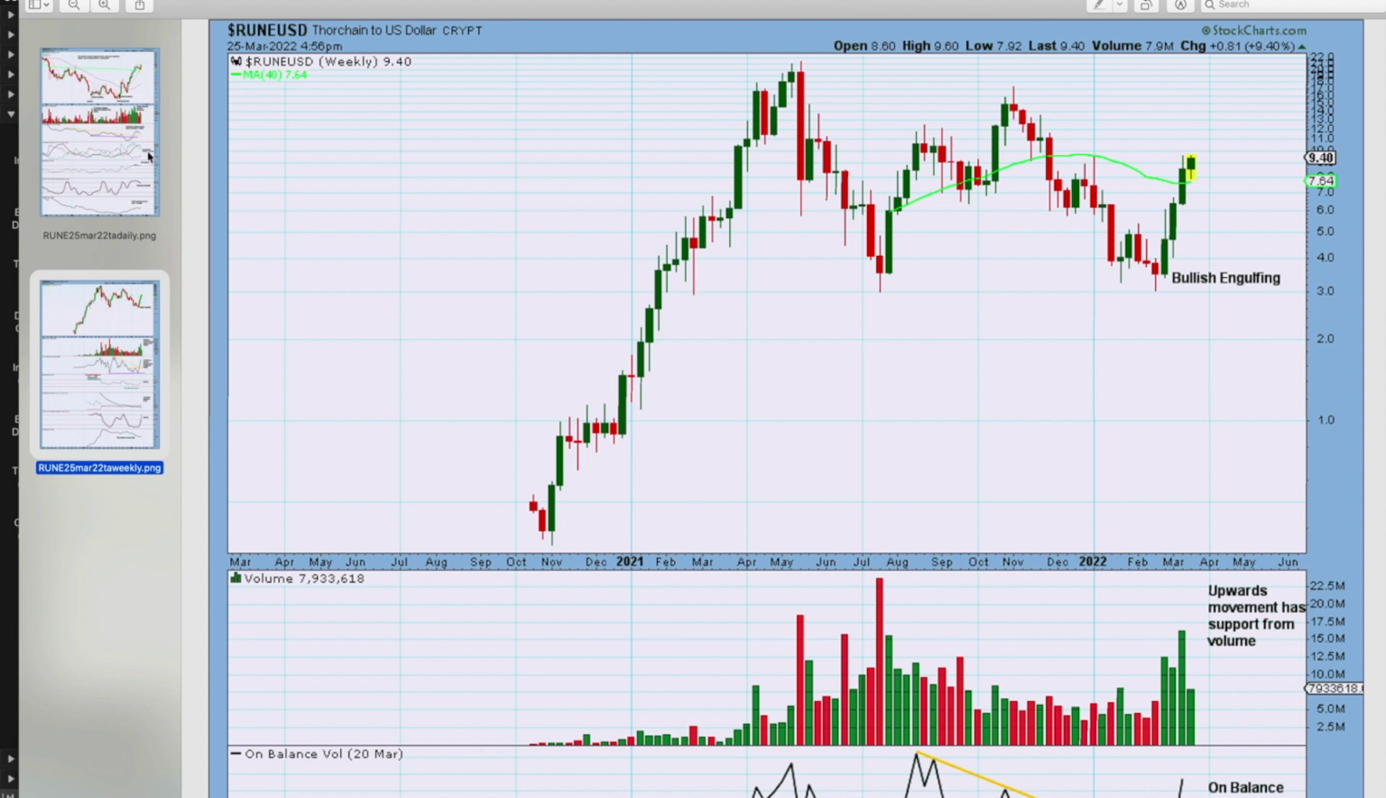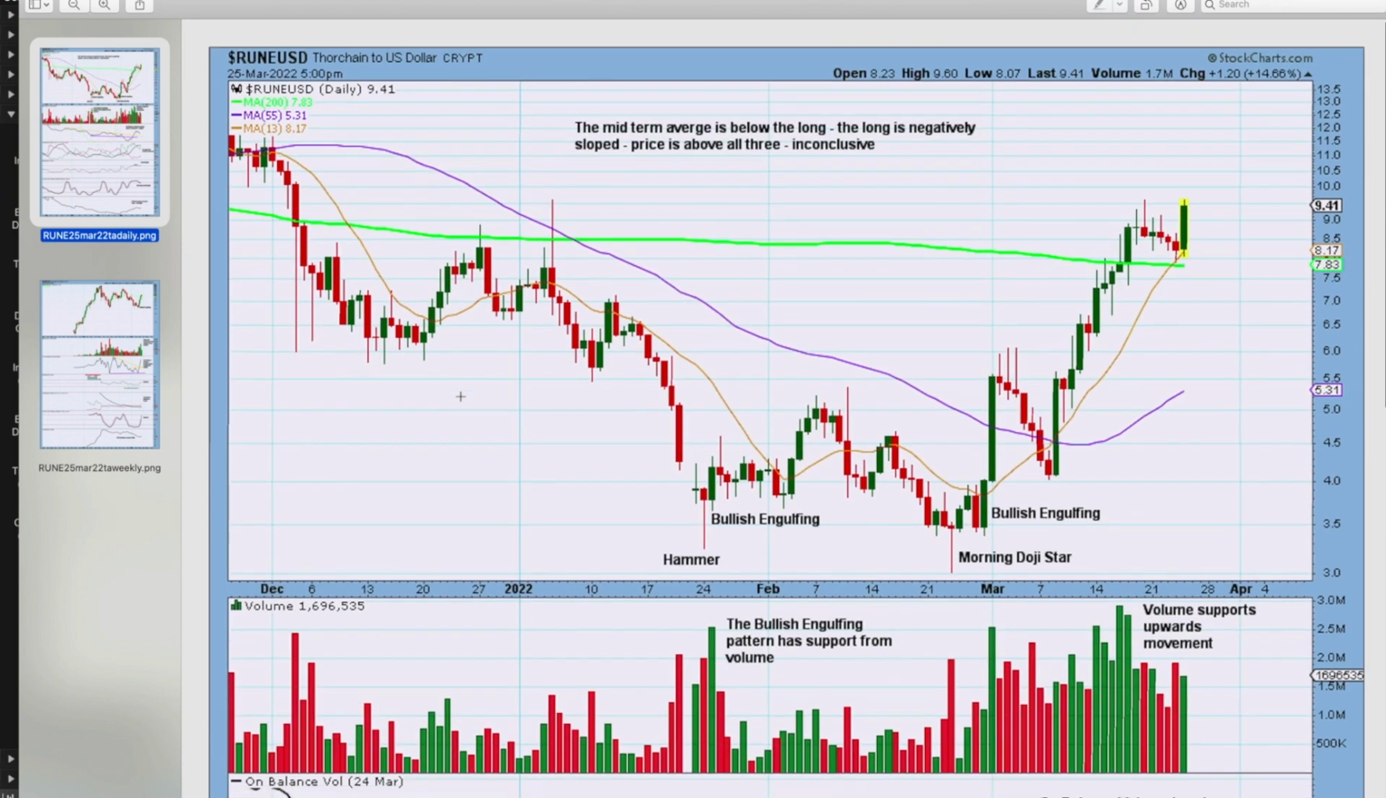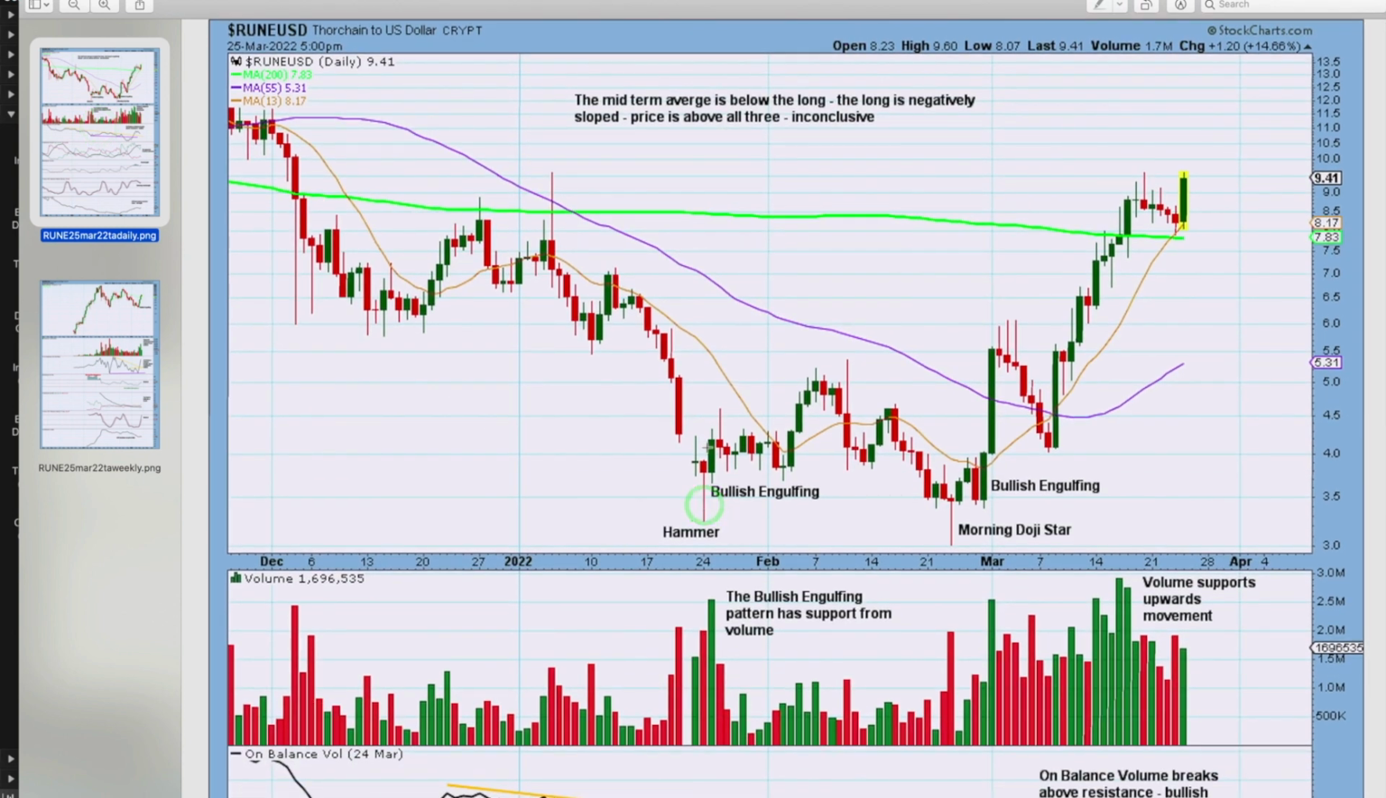What about the daily chart level? We're going to be having a good look at this low. Here's a hammer candlestick pattern and a bullish engulfing pattern here, and then the final low, a morning doji star candlestick pattern with these three. This bullish engulfing pattern has strong support from volume. The morning star, this bullish pattern, part of the pattern, does not have support from volume, and this bullish candlestick here does not have support from volume.